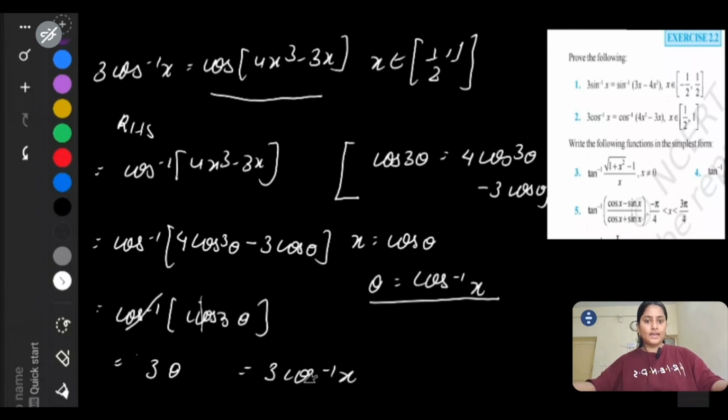Now here it is same as LHS. So hence it is proved, RHS is equal to LHS.